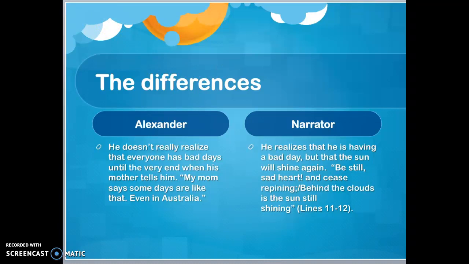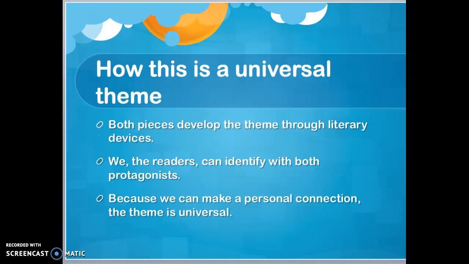We talk about how this theme is universal. We talk about how both pieces develop the theme through those literary devices. We, as readers, can identify with both protagonists, and because we can make this personal connection with the literature, this theme is universal. Because we can see Alexander's terrible day, and we can see the narrator's terrible rainy day, we can make that personal connection a little bit better than if we had just done the rainy day. Not every kid will automatically go, oh yeah, I'm repining and it's a bad day. They're not going to get that, but they're going to understand, I'm having a terrible, horrible, no good, very bad day. But it's the same thing. And that's why this theme is universal.